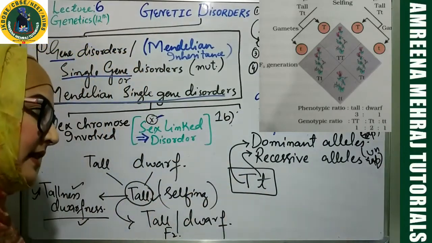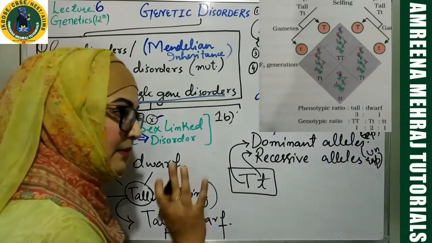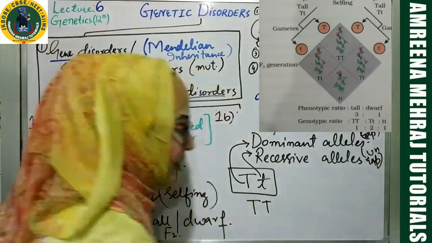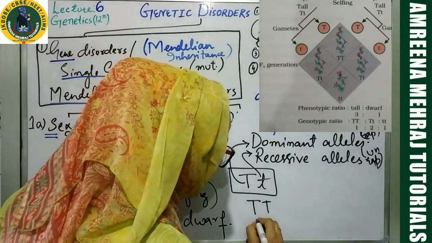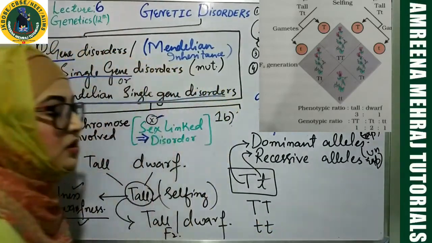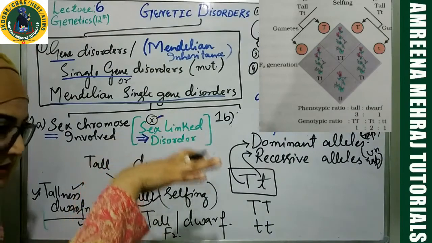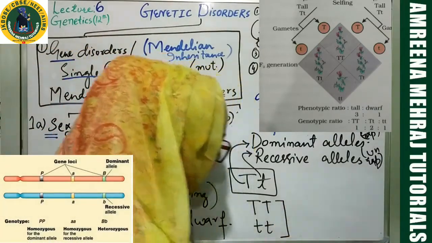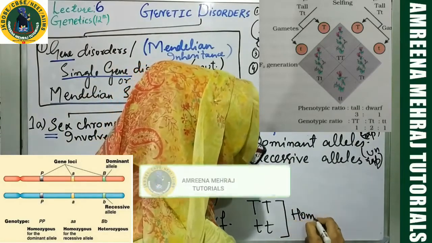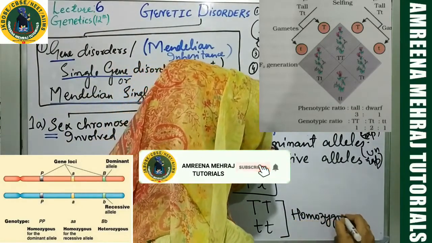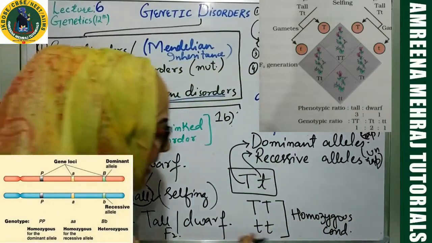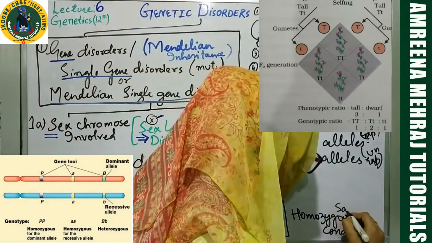Now, is it necessary that the individual will have only this type of constitution? No. Sometimes both the alleles will be dominant. Sometimes both the alleles will be dwarfed, small t, that means the recessive ones. Okay. Accordingly, we get to understand about these two terms. These two conditions are homozygous conditions. What are these conditions called? They are called homozygous conditions. Over here you have same alleles.